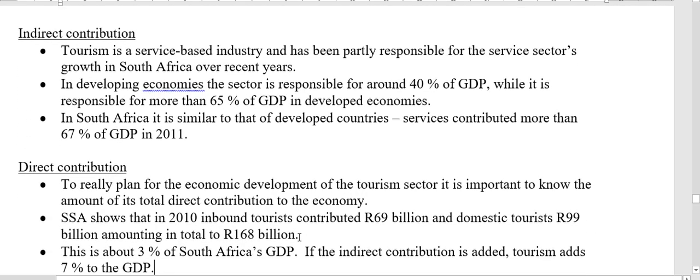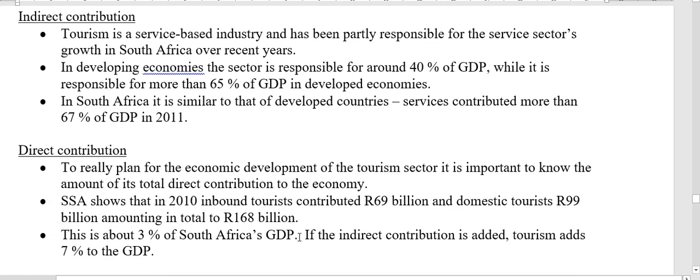All right, now if we look at the actual percentages, our indirect contribution, obviously I said that tourism is a service-based industry, and our service industry is the fastest growing. By far, it makes the biggest contribution to the GDP. And by service sector, remember, we mean the tertiary sector. The tertiary sector is by far the biggest contributor to the GDP.